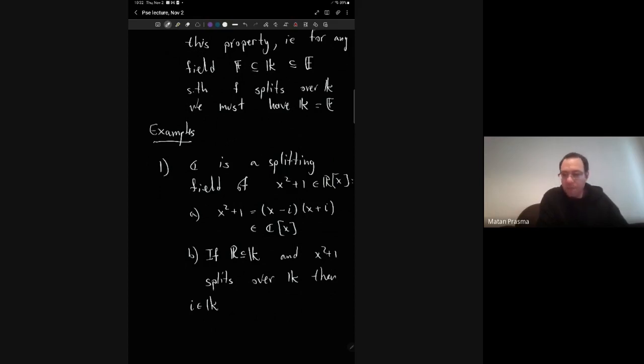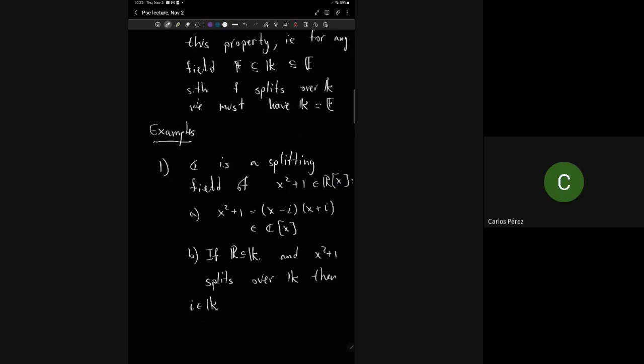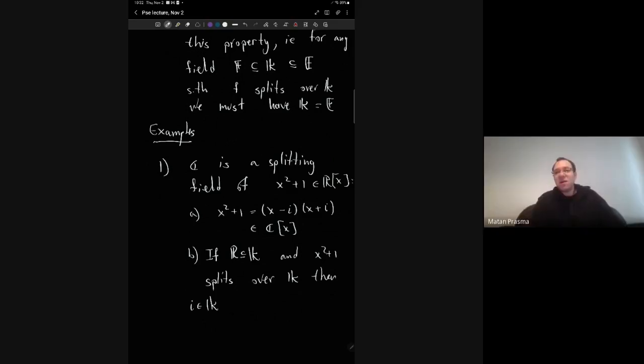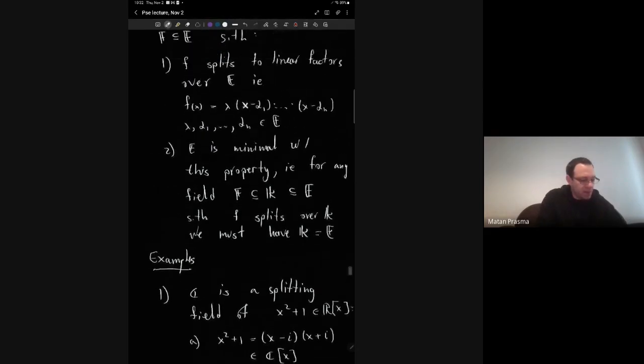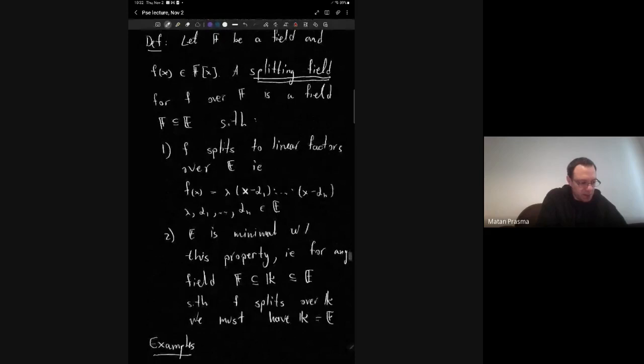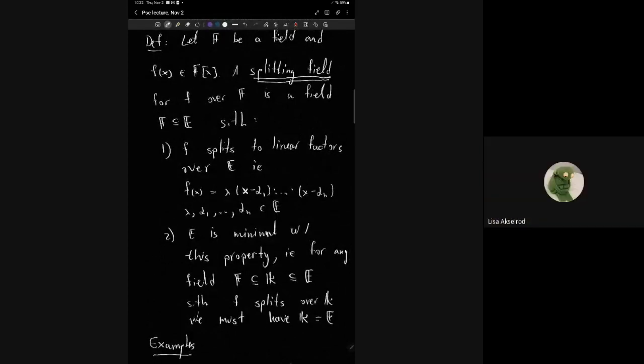I think there's a question in the chat from Lisa. It says, will minimal E be unique for F? I'm not sure I understand the question. You mean in the definition of a splitting field, I suppose? Yeah, in the second point, when you explained that K should be equal to E.